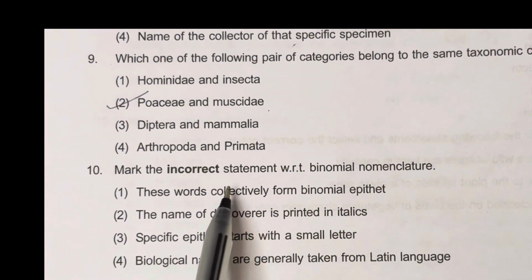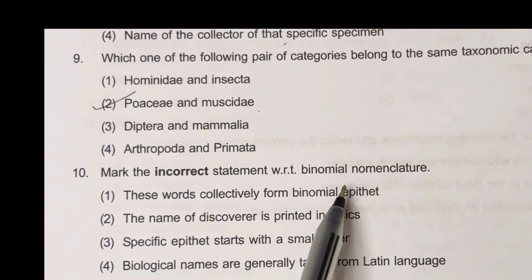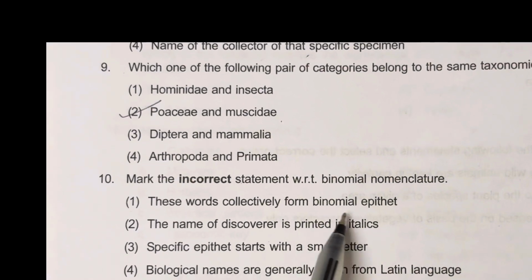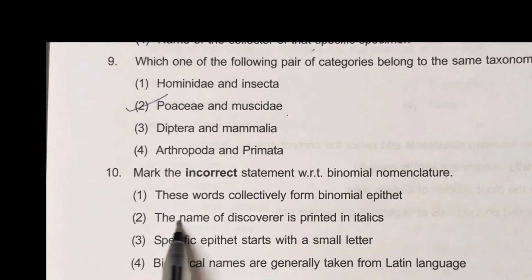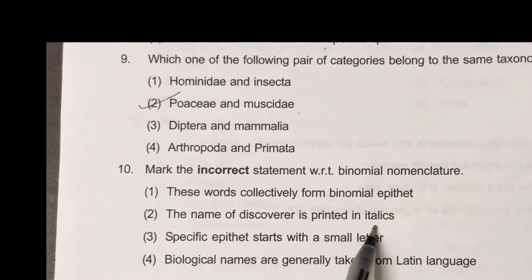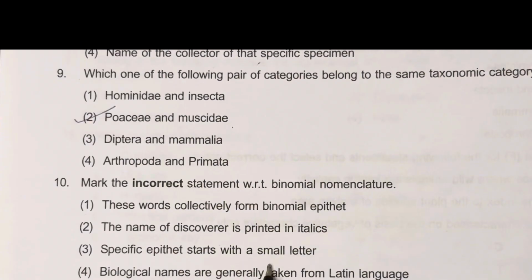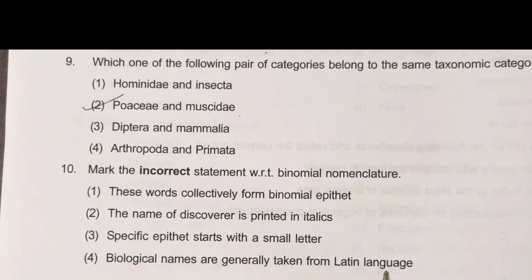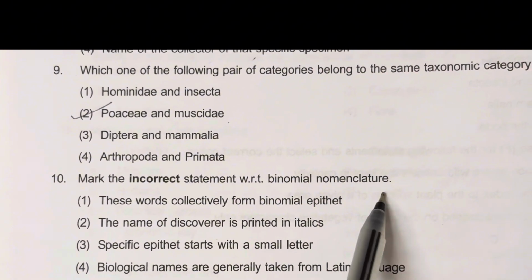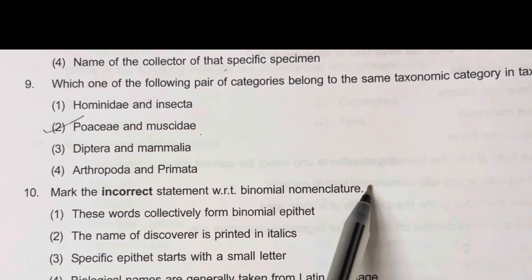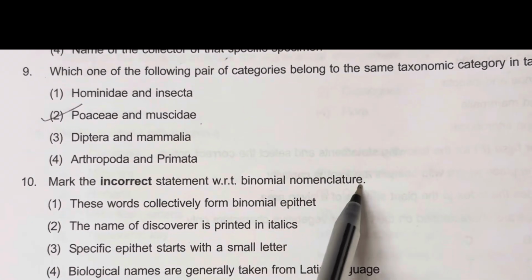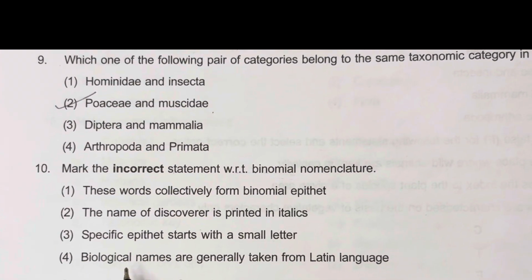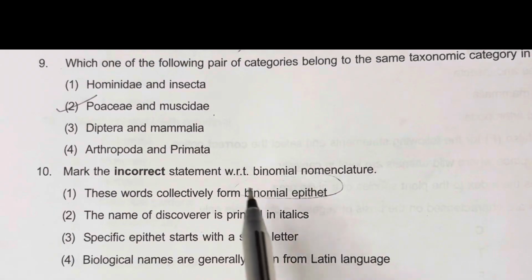10th question. Mark the incorrect statement with respect to binomial nomenclature. Options are: these words collectively form binomial epithet; the name of the discoverer is printed in italics; specific epithet starts with a small letter; biological names are generally taken from Latin origin. Here, the binomial nomenclature is nothing but the organisms being given the name by two components, the genus name as well as the specific epithet. So, it is also known as binomial epithet.